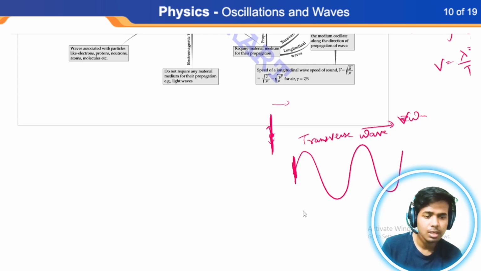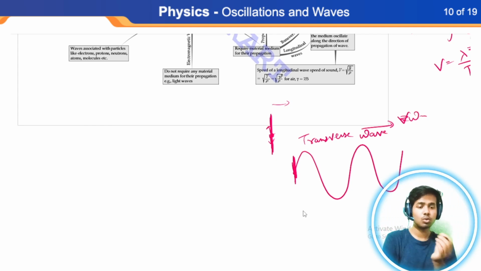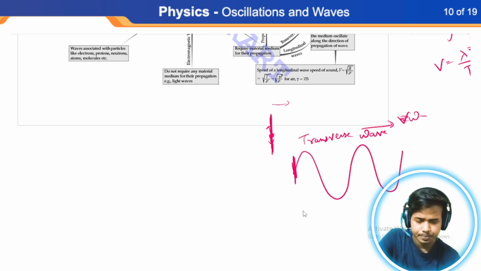in which the particles move in the direction perpendicular to the overall movement of the wave. Whereas there could be another type of wave, which we call a longitudinal wave.